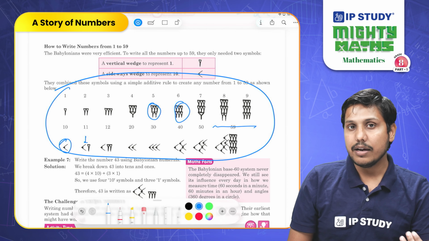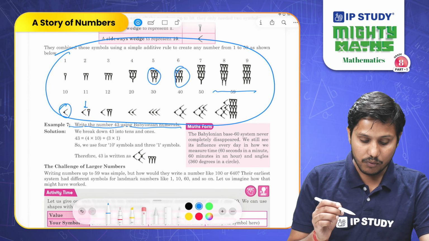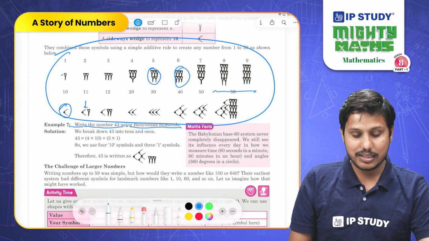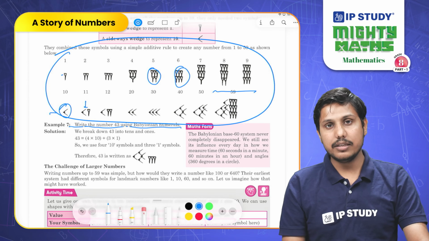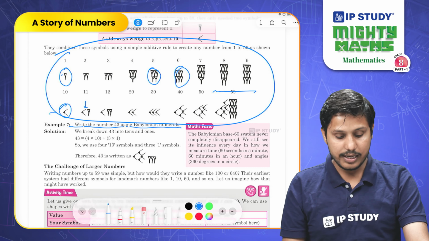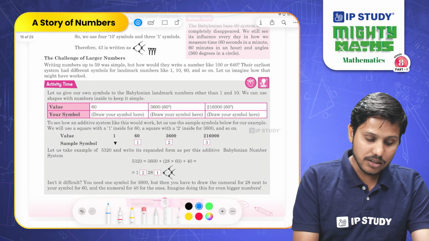Now, for writing numbers using this system, like writing the number 43 using the Babylonian system: we know that we have two symbols, one for 1 and one for 10. So we can use the horizontal wedge like this 4 times, and then we can use the vertical wedge like this 3 times. Now the challenge was, for writing large numbers we may require many of these symbols, which was very difficult to use.